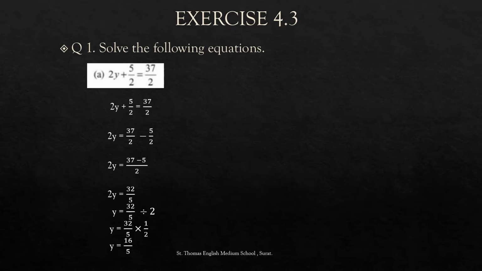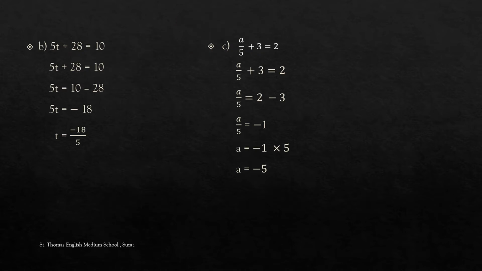It's clear? Now we can cut here. 2 ones are 2 and 2 16s are 32. Clear? 16 ones are 16 and 2 ones are 2. So what is the value of y? y is equal to 16. Question number B: 5t plus 28 is equal to 10.